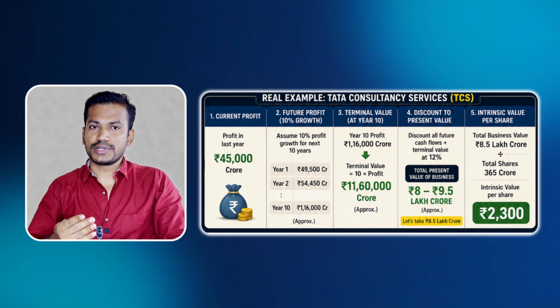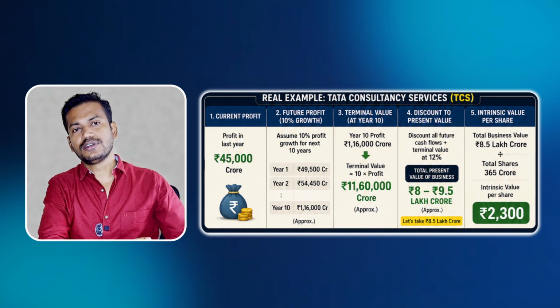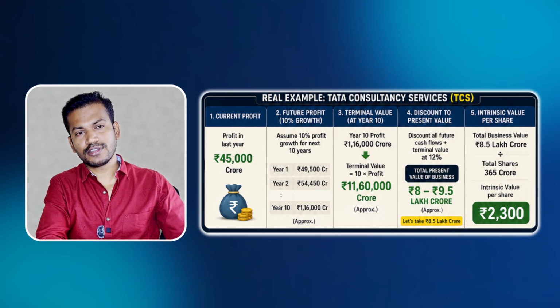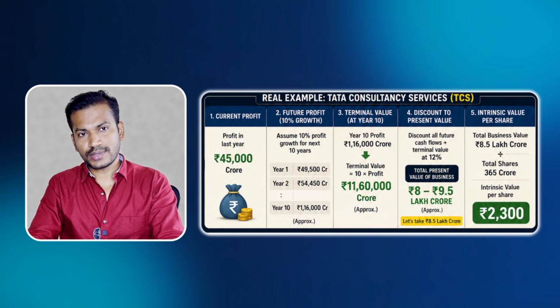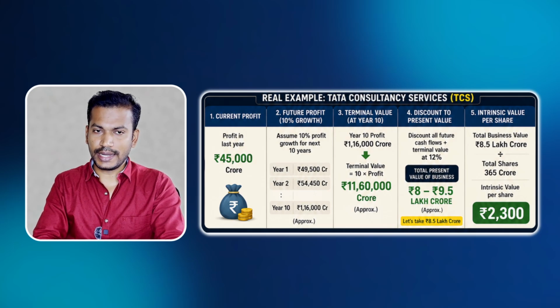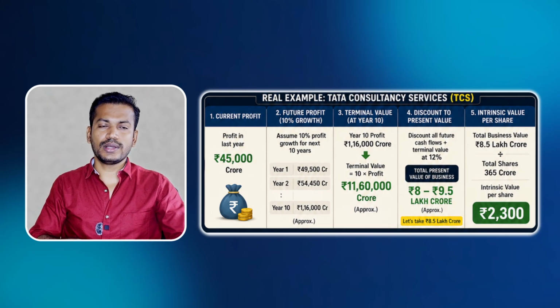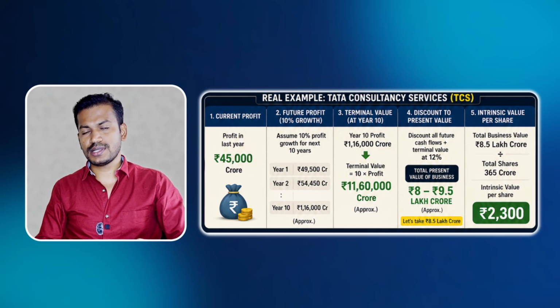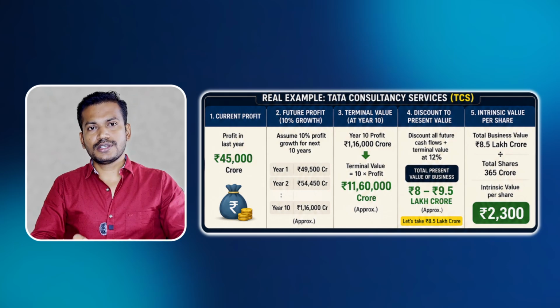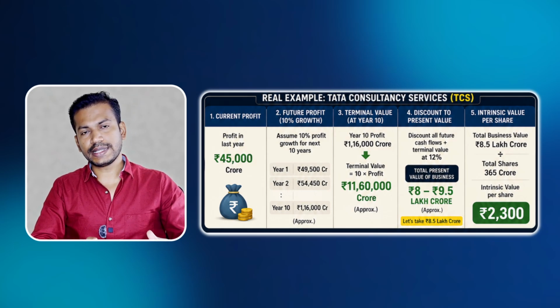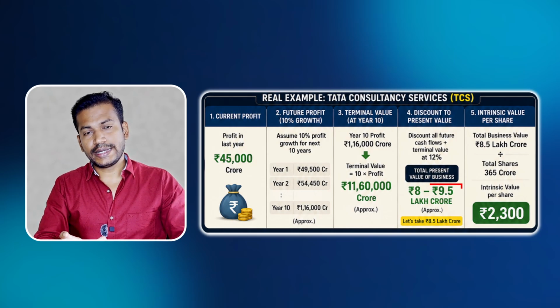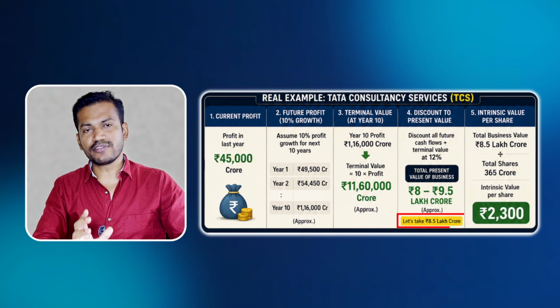Now step number 4 is discount to present value. We had already calculated all the future cash flows. Now discount them at a 12% rate to find the present value, and add all the present values to find the real value of the business today, which is the intrinsic value. So we have calculated the intrinsic value of TCS. It is 8 to 9 lakh crore, let's say 8.5 lakh crore.